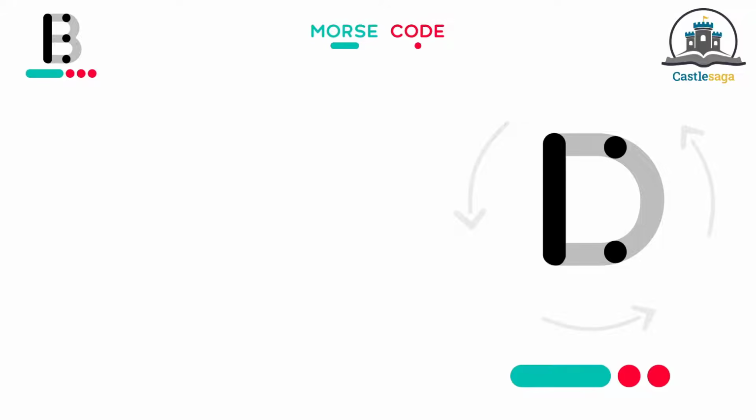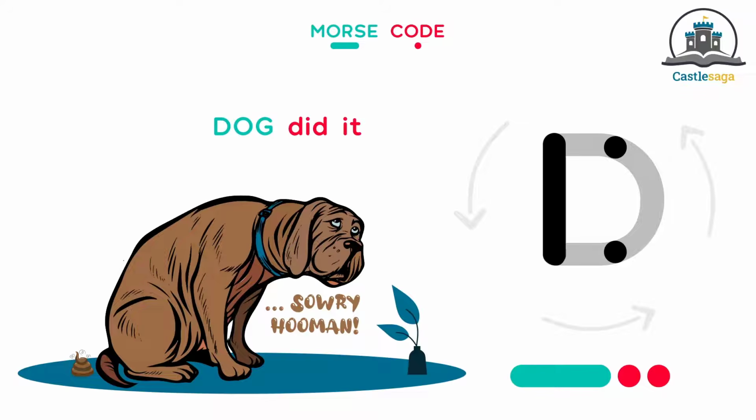D is dash, dot dot. Again, da, dit. Remember B? See the similarity between them? B has 3 horizontal lines and 3 dots, where D has 2 horizontal lines, and hence, 2 dots. Okay, now, what rhymes with da, dit? Dog did it. Suppose the dog has done something to anger your mother, and she is asking who did it? You say, dog did it. See the guilty look on the dog's face? Try to remember it. Dog did it.